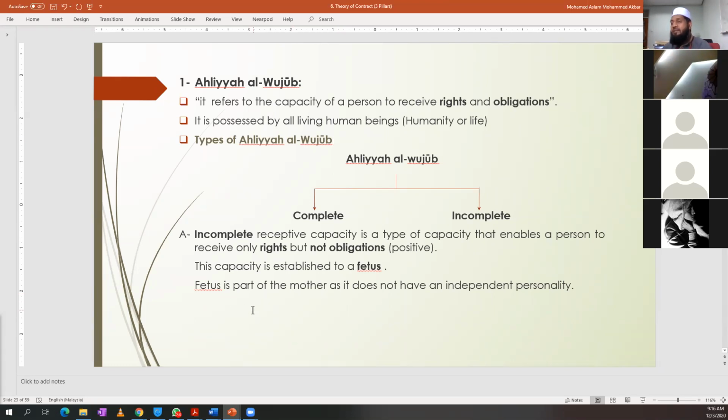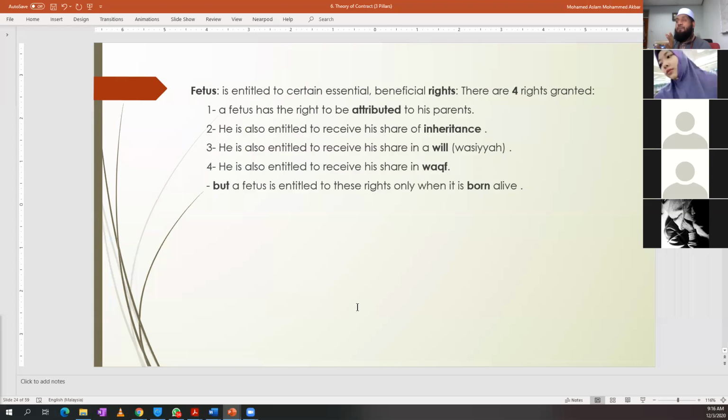The fetus is a part of the mother as it does not have an independent personality, but still there are a few things that the baby can get. All right. So let us see what are the things that the fetus can get. Okay, these are the things. There are four things. The fetus is entitled to certain essential beneficial rights. There are four of them. Remember, the fetus has nothing to do with zakat, because it has no obligation. It will only receive rights.